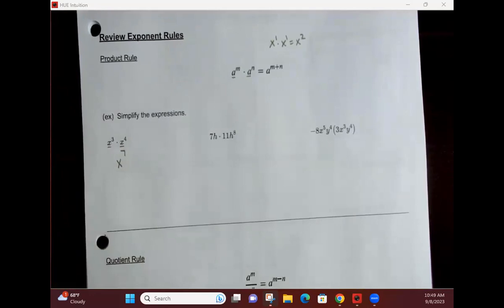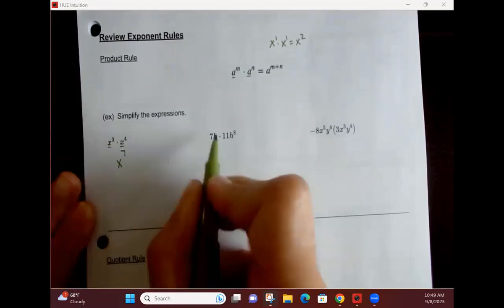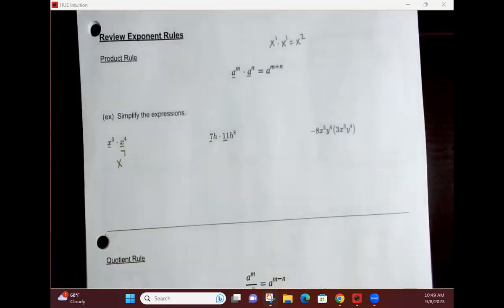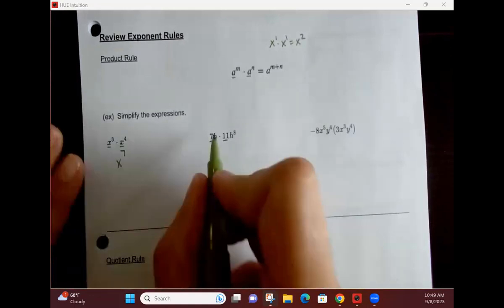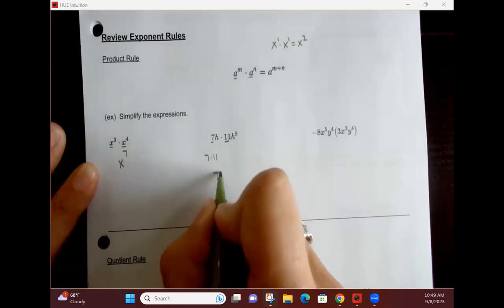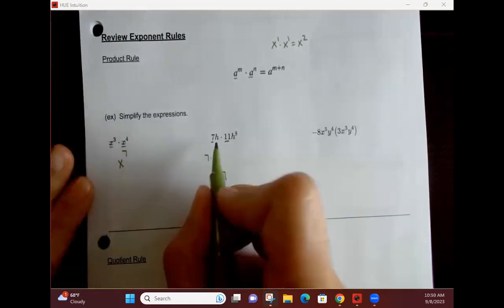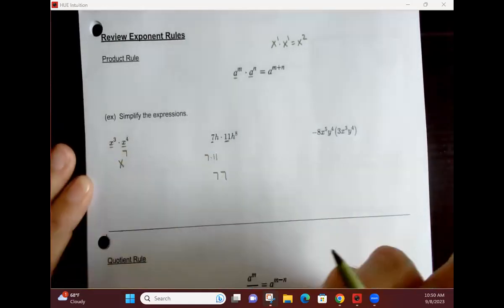One thing I want you to remember is that exponent rules are for exponents. When we have numbers, we treat them the same way that we've been treating them for years and years. So 7 times 11 is 77. We don't change the rules when we're multiplying or dividing numbers. Sometimes we get so caught up in the exponent rules that we forget about that. But I'm going to pick out my numbers and multiply them.